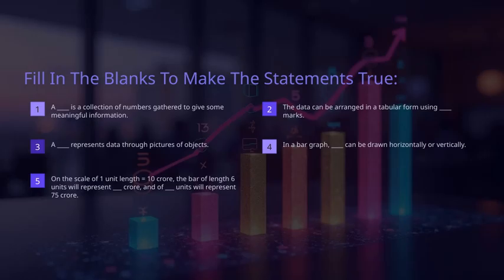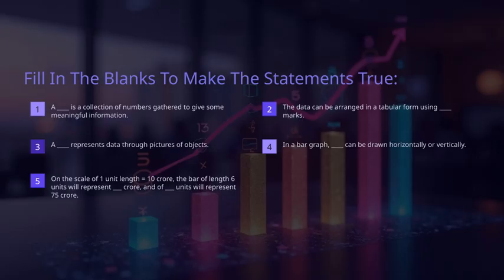Let's go through some key concepts about data representation and interpretation. First, data is essentially a collection of numbers gathered together to give us some meaningful information. Think of it as the raw material we analyze to understand patterns or trends. Next, a pictograph is a visual way to represent data using pictures of objects.